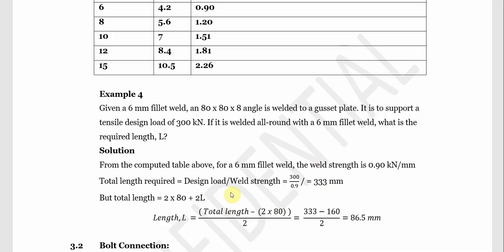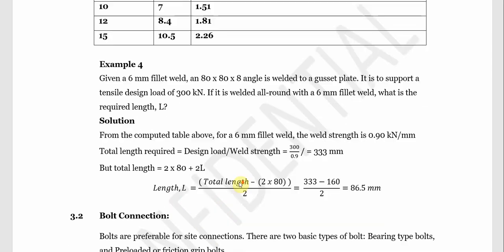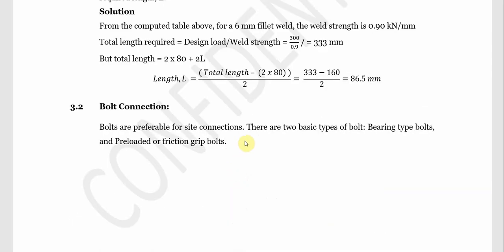Now let us go to the second connection type, which is bolt connection. We will still talk about the weld connection, some other things, because we'll be talking about the tensile capacity and some other things after a while. But let us go into bolt connection and introduce it before we go into that.